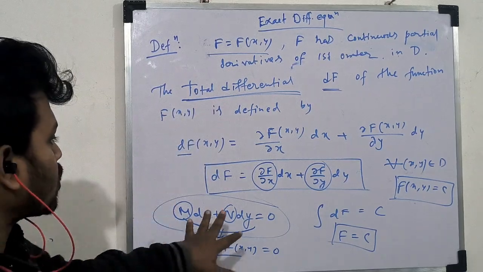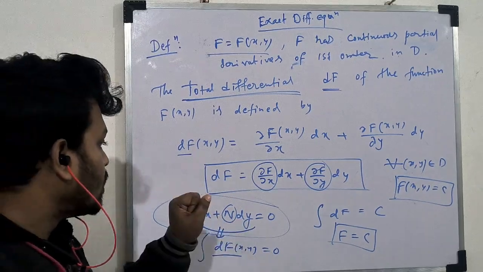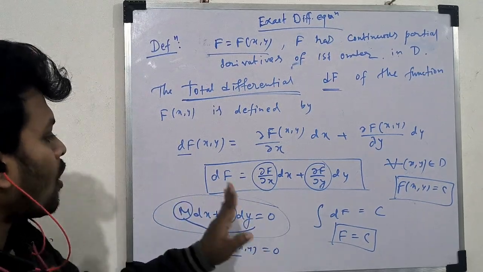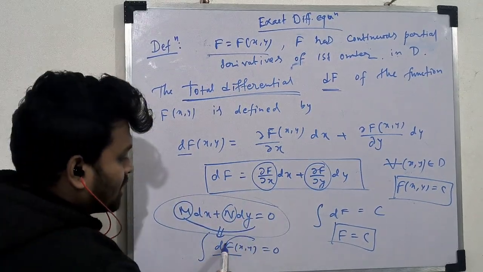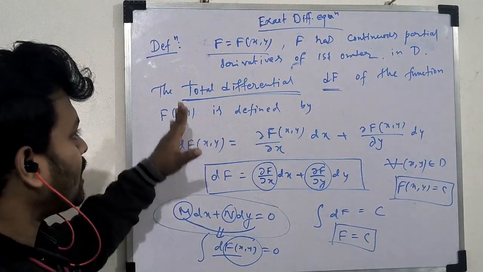So we have to find the total differential. So M dx plus N dy should be the total differential of a function. We have to find that function. So how to find? I will discuss that. So this is the definition of total differential.